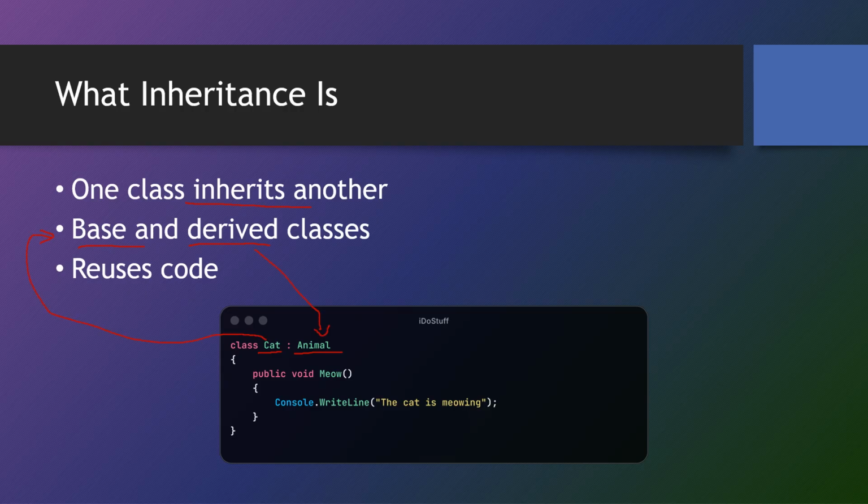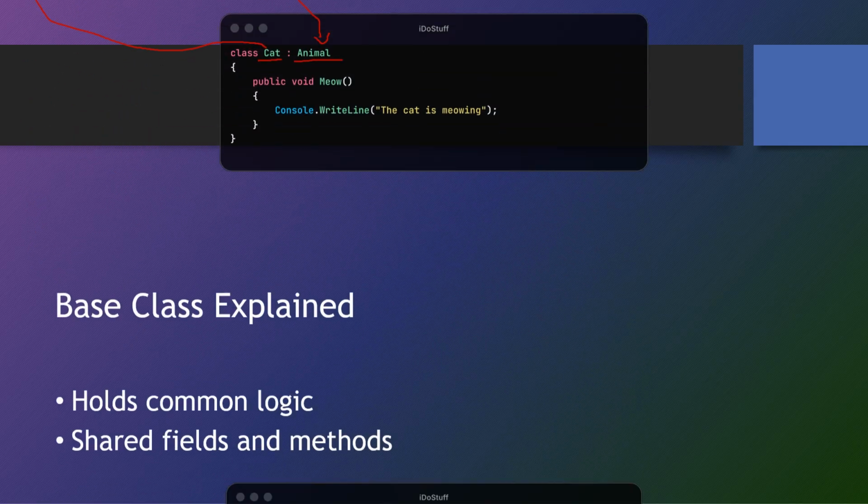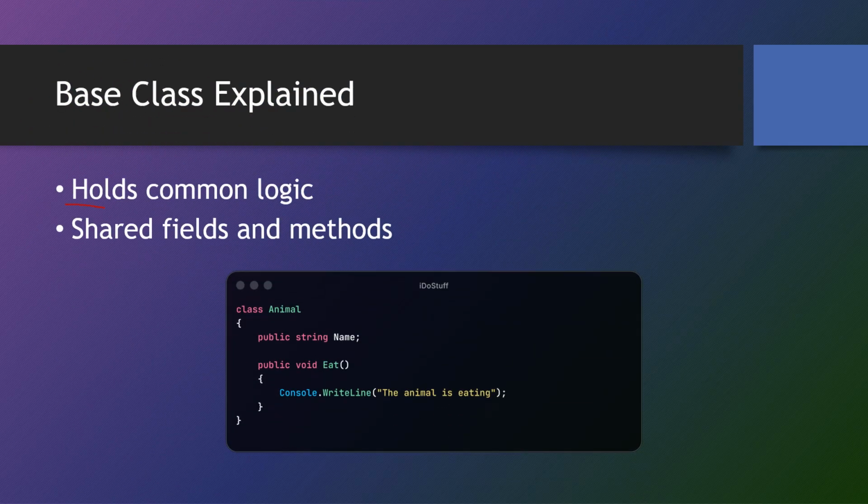Base class explained. The base class contains common logic. This is the stuff all related classes share. For example, if you have animals, they might all have a name, a method to eat, a method to sleep. That shared behavior belongs in the base class.